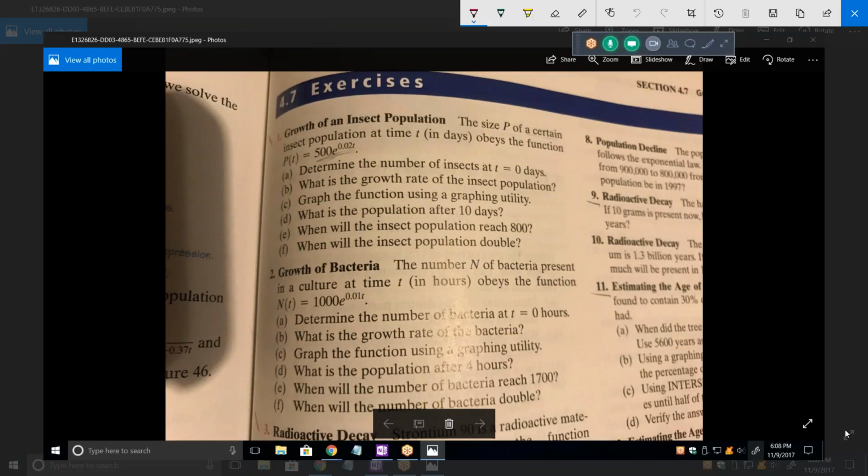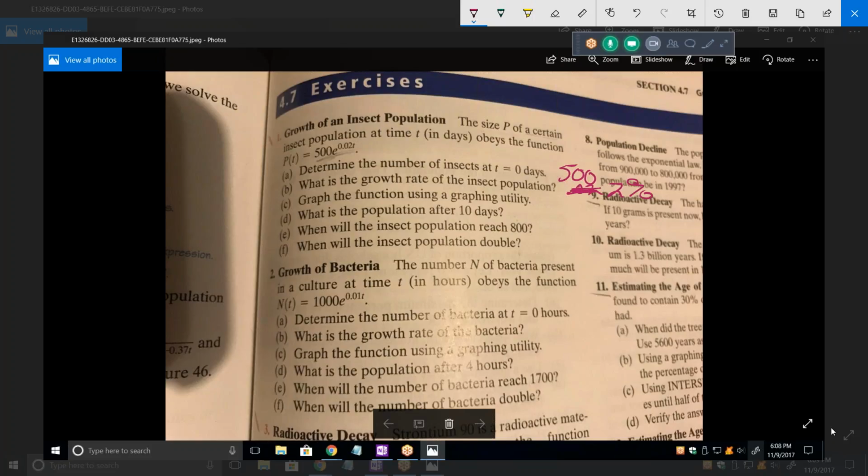So, what's the number of insects when t is 0? Isn't that just 500? Because that's the initial number. Well, and when you plug in 0 for t, then you have e to the 0 power, which is 1. So, what's the growth rate? 2%. Yeah. 0.02. Yeah, 2% is probably the answer they want.